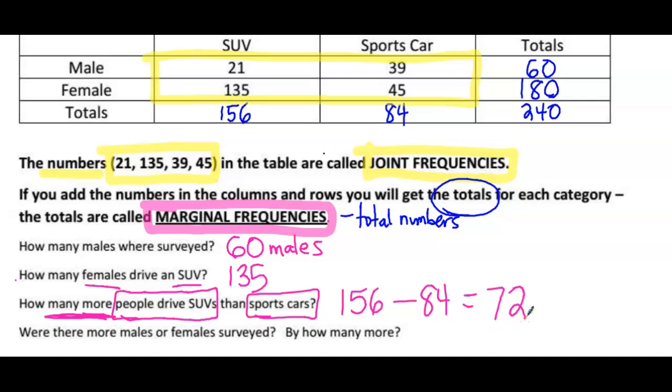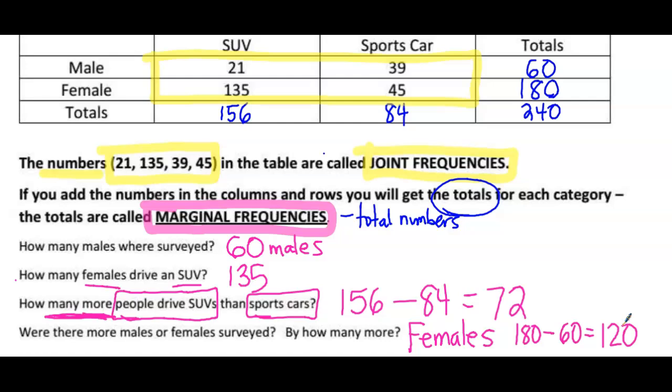And then there's one last question. It says, were there more males or females surveyed? So you look at the totals over on the left, or I'm sorry, on the right. Hopefully you can see that there are more females being surveyed than males. And then it says, by how many more? And remember, when it says how many more, we are going to subtract. There were 180 females minus 60 males, and it's 120. And those are the first 4 questions.